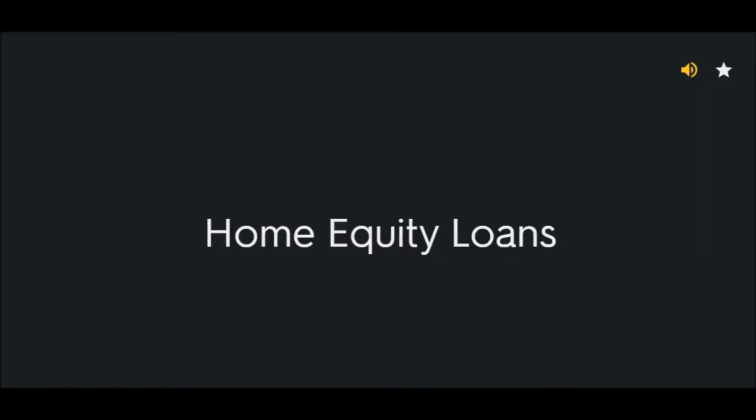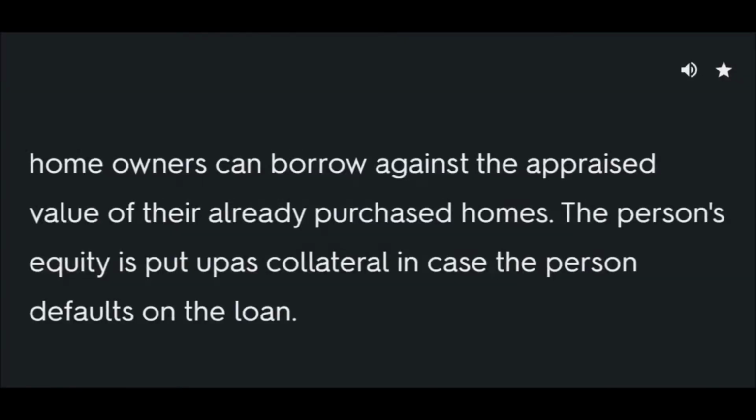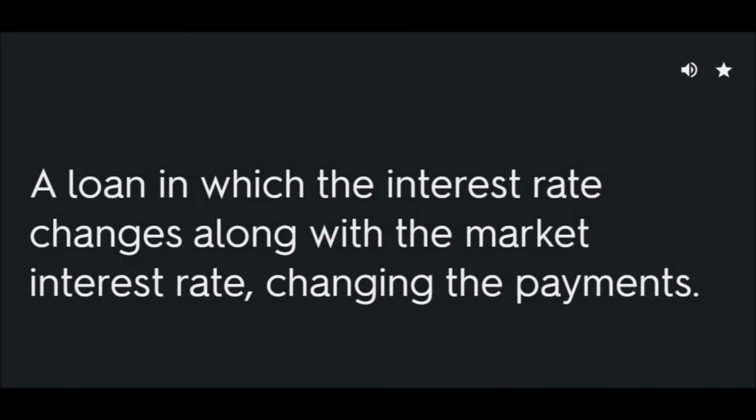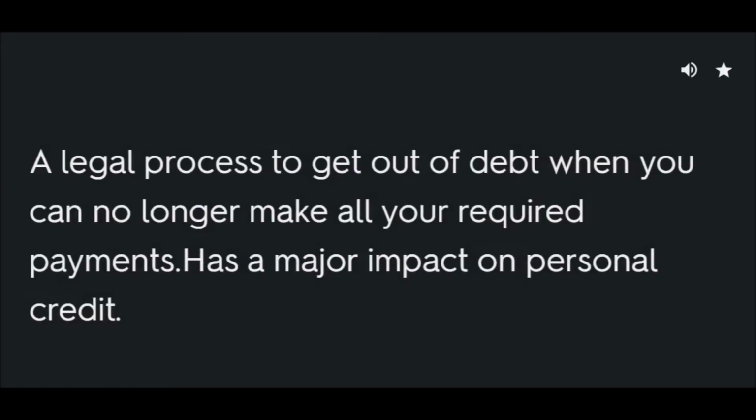Home equity loans: homeowners can borrow against the appraised value of their already purchased homes. The person's equity is put up as collateral in case the person defaults on the loan. Variable loan: a loan in which the interest rate changes along with the market interest rate, changing the payments. Bankruptcy: a legal process to get out of debt when you can no longer make all your required payments, has a major impact on personal credit.